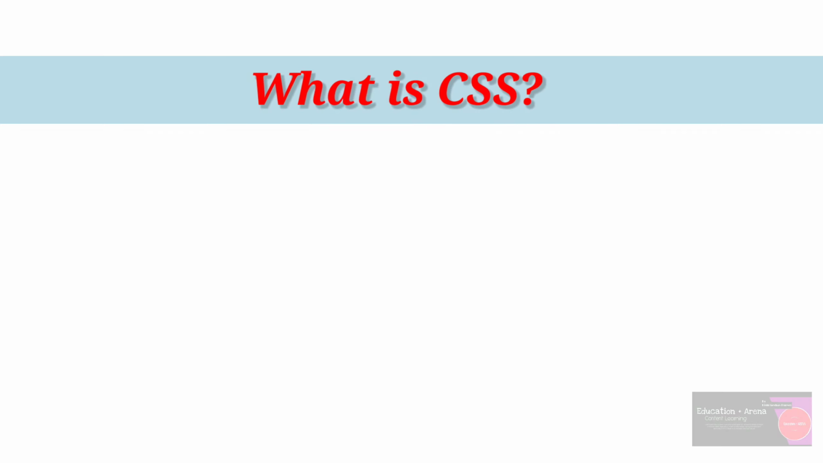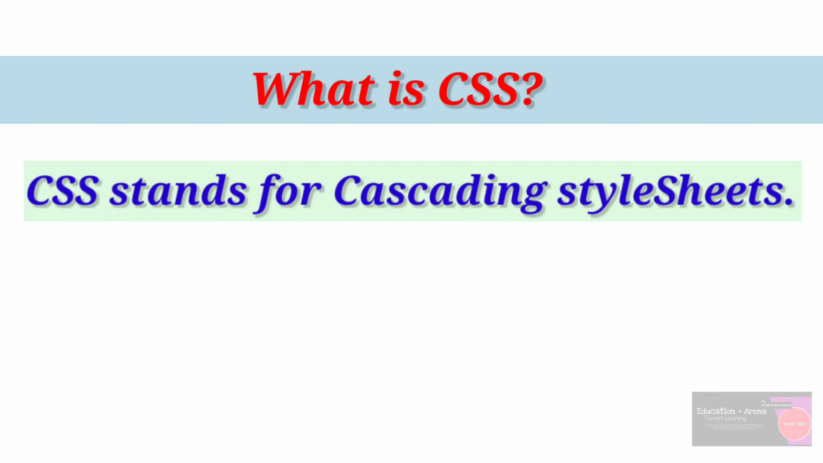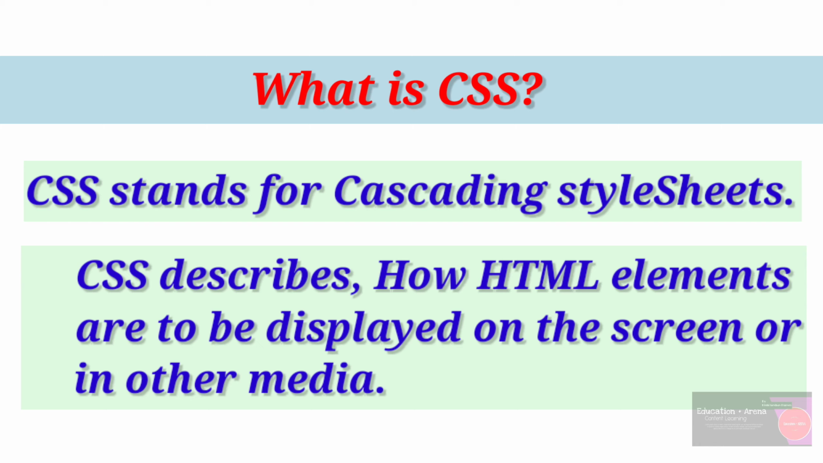So the first concept is what is CSS. CSS stands for Cascading Style Sheet. CSS describes how HTML elements are to be displayed on the screen or in other media. It means with the help of CSS we can make our website more stylish and more interactive. CSS saves a lot of work. It can control the layout of multiple web pages all at once.